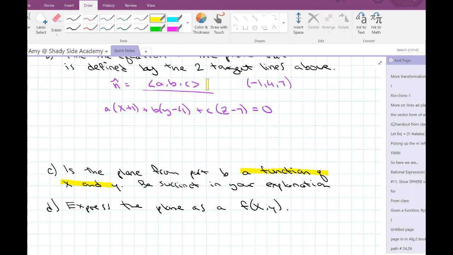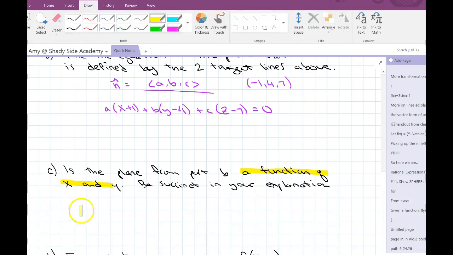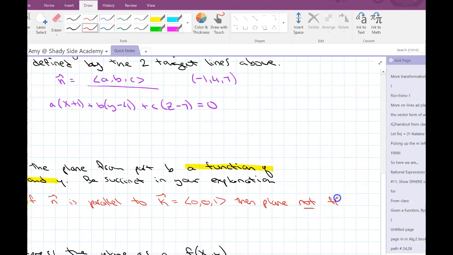Remember, vector n is perpendicular to your plane. Well, let's see. If vector n is at all parallel to vector k, which is, by the way, ⟨0, 0, 1⟩, one of the standard basis unit vectors, then you know your plane would not be a function of x and y.